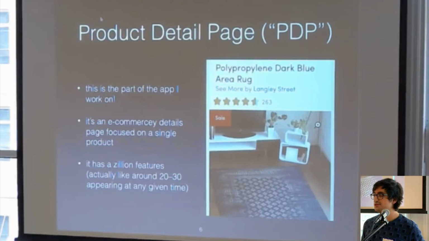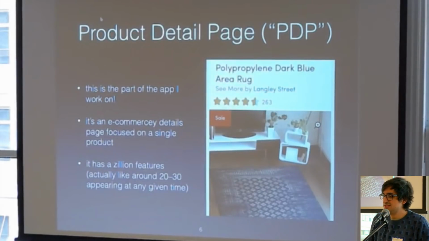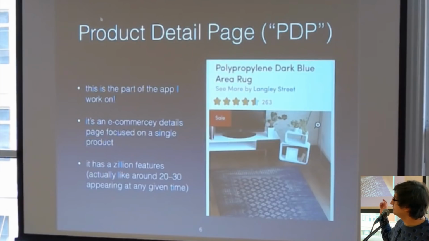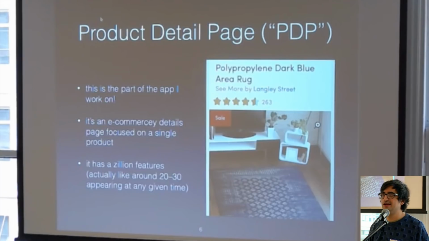OK. So this is the part of the Wayfair app that I work on. It's called the product detail page. I may say the acronym PDP at some point. Probably everybody has either used this or knows what it is. You're browsing around at rugs, for example, and you've tapped on one that you like, and there's a big scrolling thing with some features and buttons and pictures and all kinds of stuff.